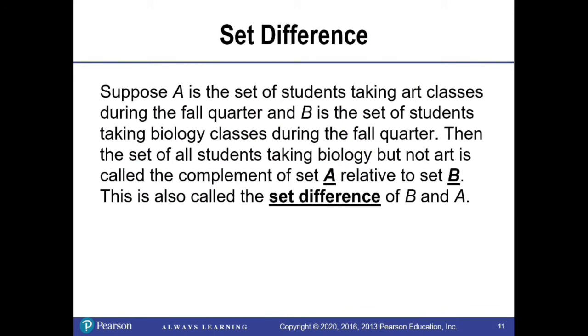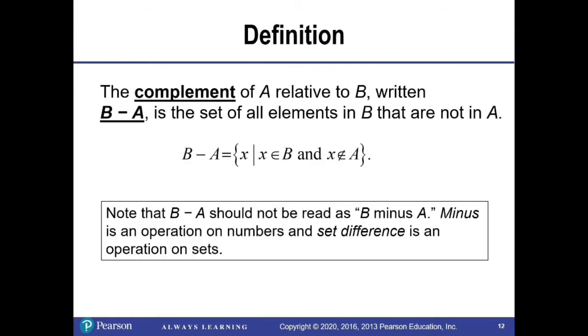So suppose we have a set of students who take art classes, that's set A, and B is a set of students who take biology classes, that's set B. And I'm thinking about my students who take biology but not art. So this would be the complement of A relative to set B, or what we refer to as the set difference. The complement of A relative to B is written B with a minus sign in A.